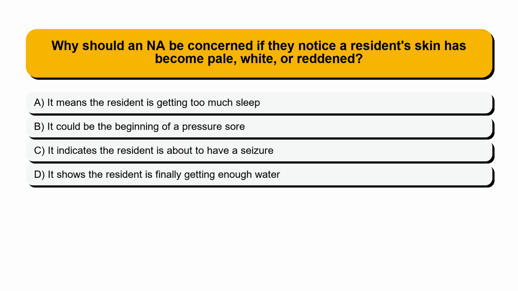Question 28. Why should a NNAAP be concerned if they notice a resident's skin has become pale, white, or reddened? Option A, it means the resident is getting too much sleep. Option B, it could be the beginning of a pressure sore. Option C, it indicates the resident is about to have a seizure. Option D, it shows the resident is finally getting enough water.